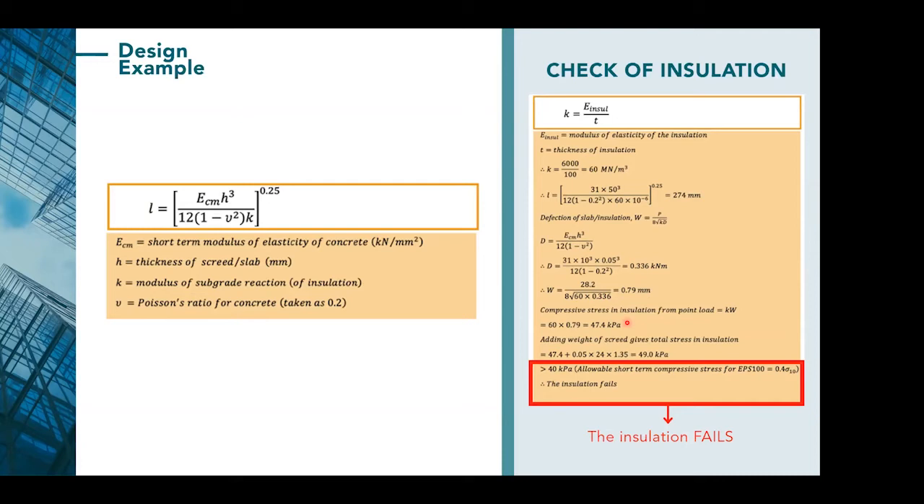40 kPa. When we look at the movement of the loading through the screed to the EPS, it's coming in at 49 kPa. Therefore, we're above the allowable compression of the EPS 100, and so the insulation is not up to the job.